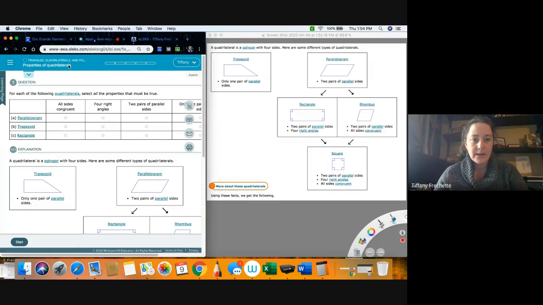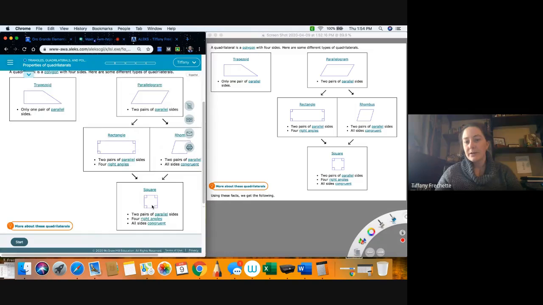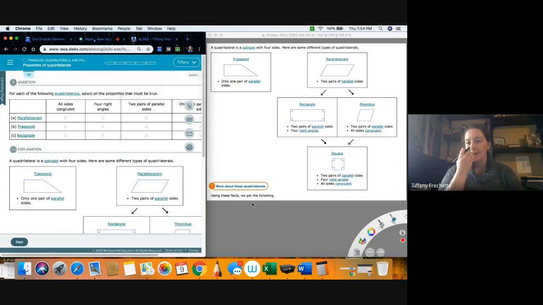Properties of quadrilaterals. In this one, for each of the following quadrilaterals, we select all properties that must be true. There's this nice graphic down below, and I went ahead and stole it over here just because it would be a little hard for me to fit on this sheet neatly.